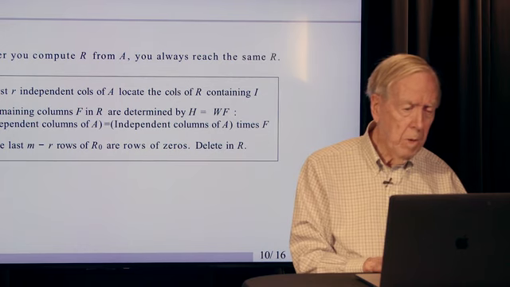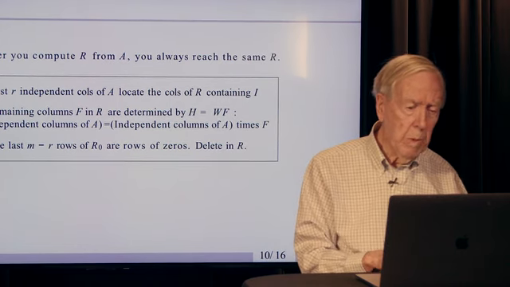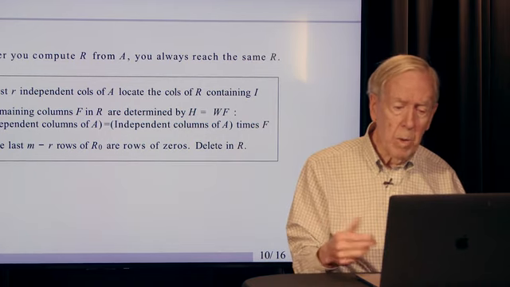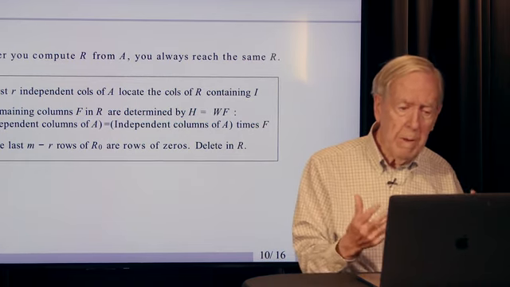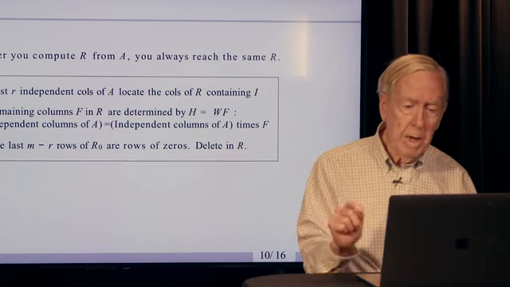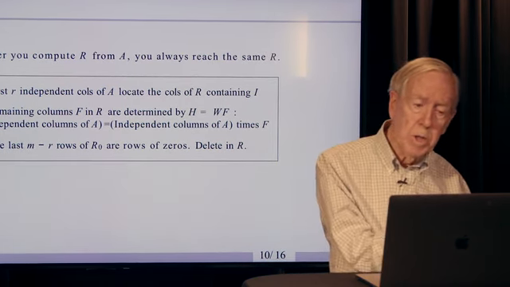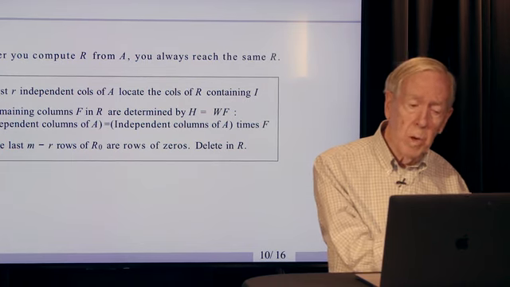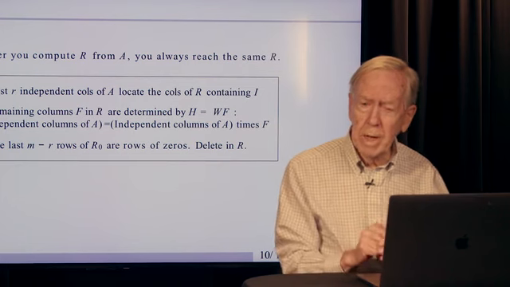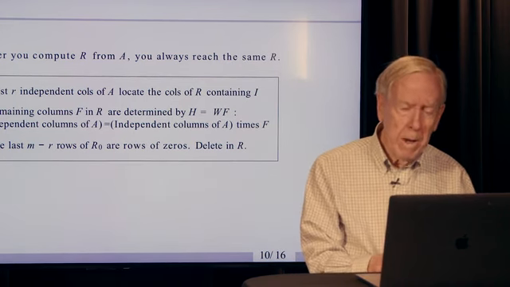Yeah. So let's just repeat that. When you finally get to R, when you've done the elimination and you get to R with its identity matrix, that identity matrix in R tells you which columns at the start were independent. So that's what you need to have a way to do that. And now we have a way.